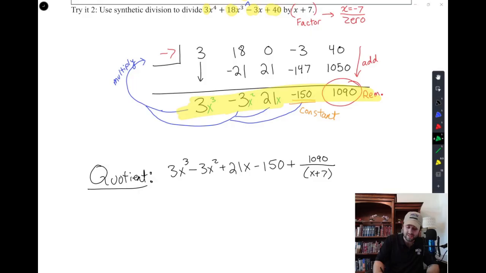And anytime you're missing the plus sign, you can add the plus sign in for yourself. But if it has a negative sign, you leave it alone and you leave that negative sign there. And this got plus 1090 over x plus 7. And there's your quotient.